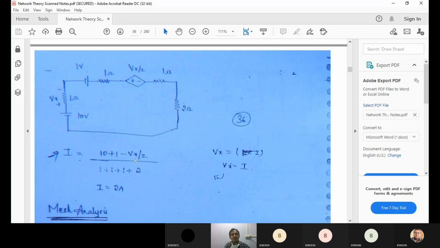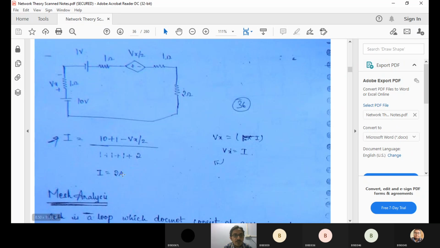Only one variable is left to calculate the current. This Vx is nothing but the voltage drop across the 1 ohm, which is I into R. I is unknown, I into 1, so it will become I by 2. Only one variable I. If you solve this equation, you can simply solve this one. So 3 plus 2, 5. 5 into I is equal to 11 minus I by 2. Then we can solve this equation and finally we'll get I is equal to, can anybody solve? Those having pen and paper, whether it is true, I is equal to 2 amperes.